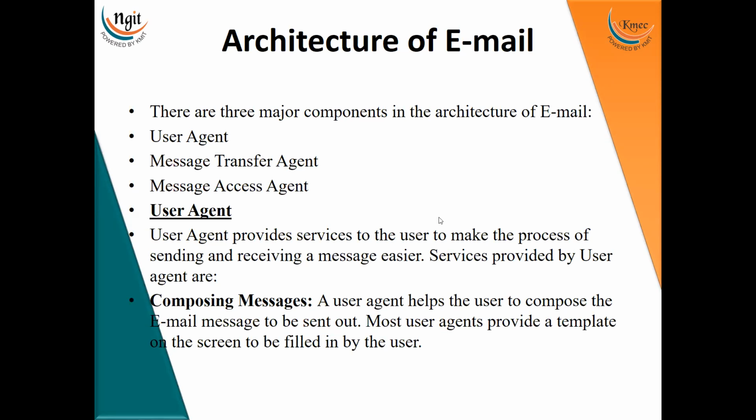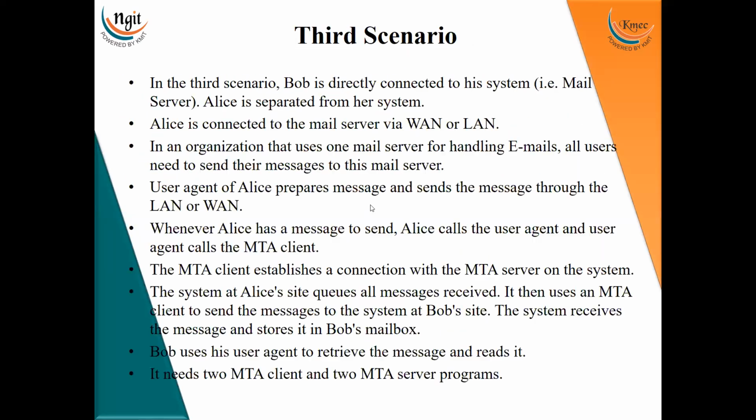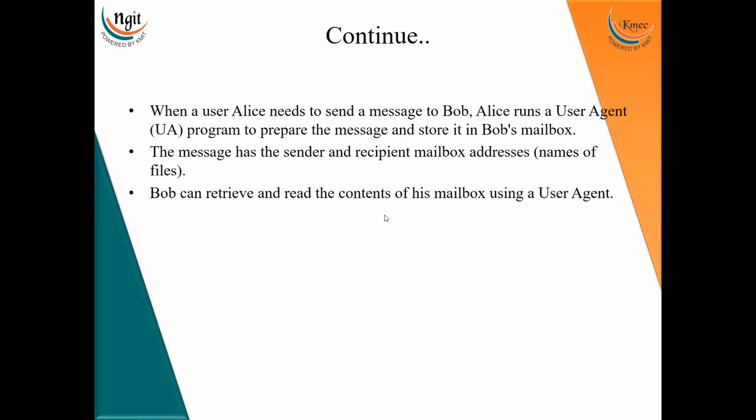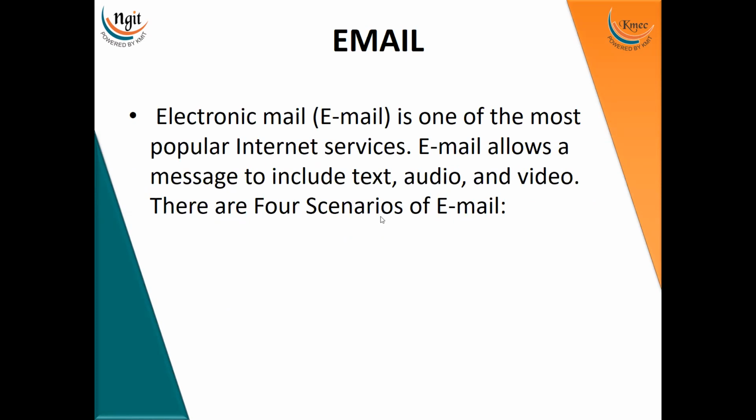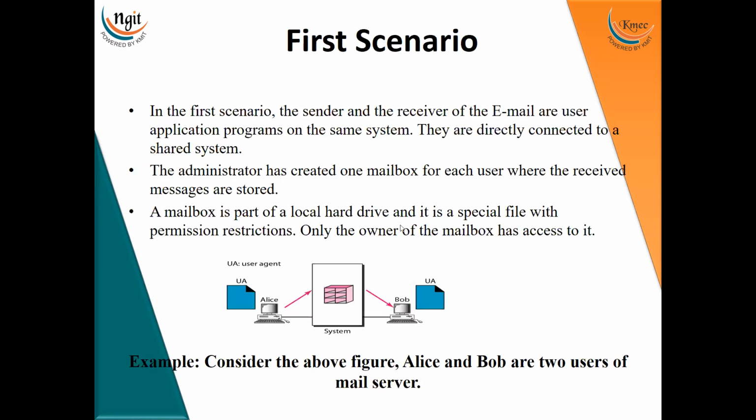I'll just repeat what happened in the first, second, third, and fourth scenarios. Whenever we are working with email, we have four scenarios of the level. In the first scenario, only one system is connected with Alice and Bob. That means I can say one client, two users: user one and user two.